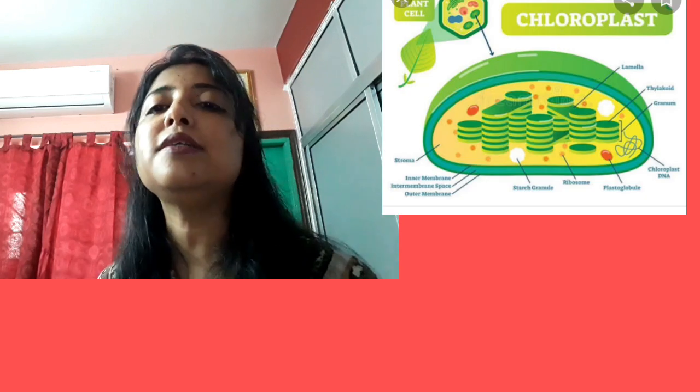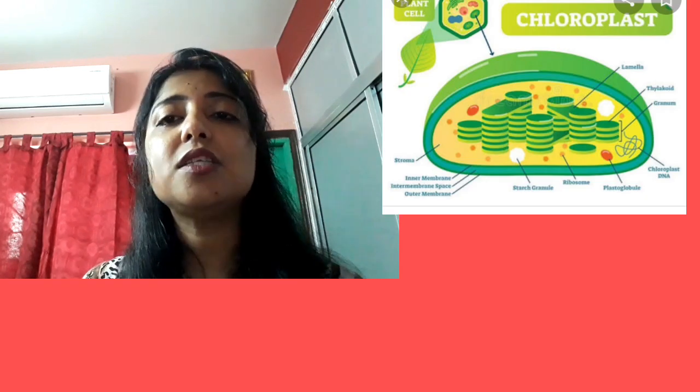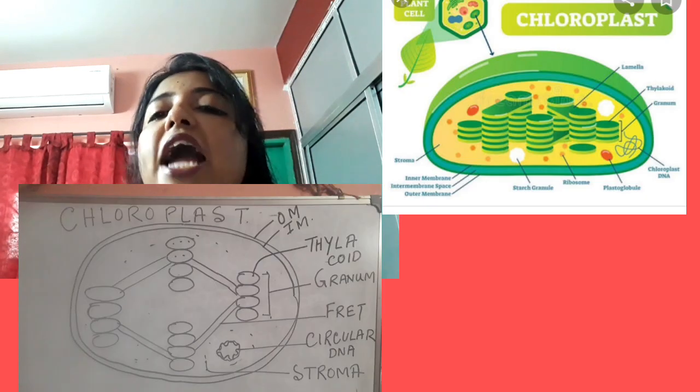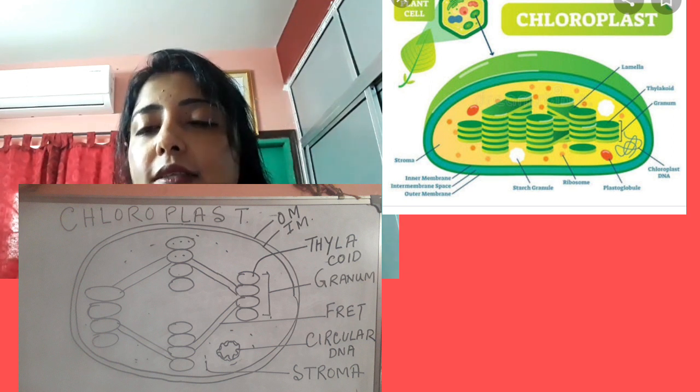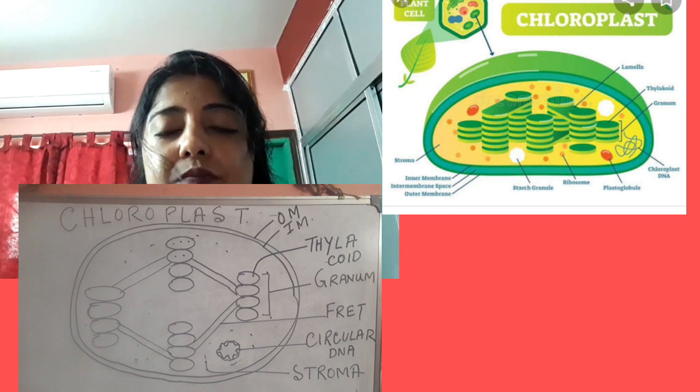So the first one I told you is the light phase. Before that I want to discuss one kind of organelle which is present in the plant cell, that is chloroplast. It is the site of photosynthesis. Chloroplast is the site of photosynthesis. I am showing you the picture.